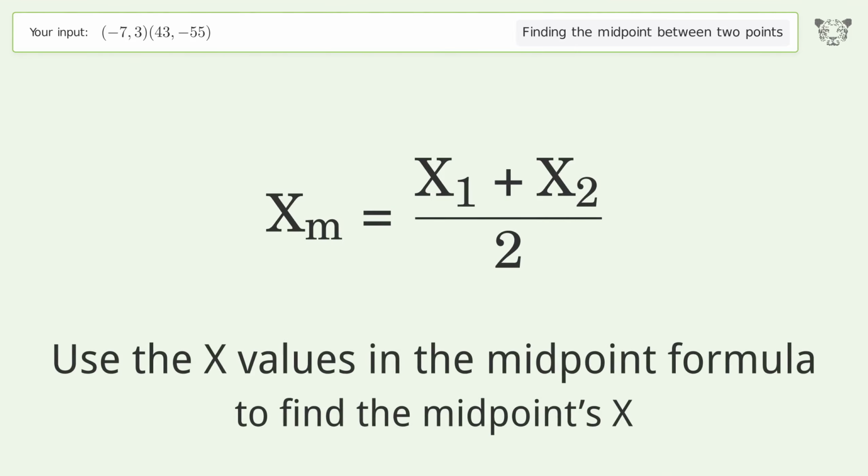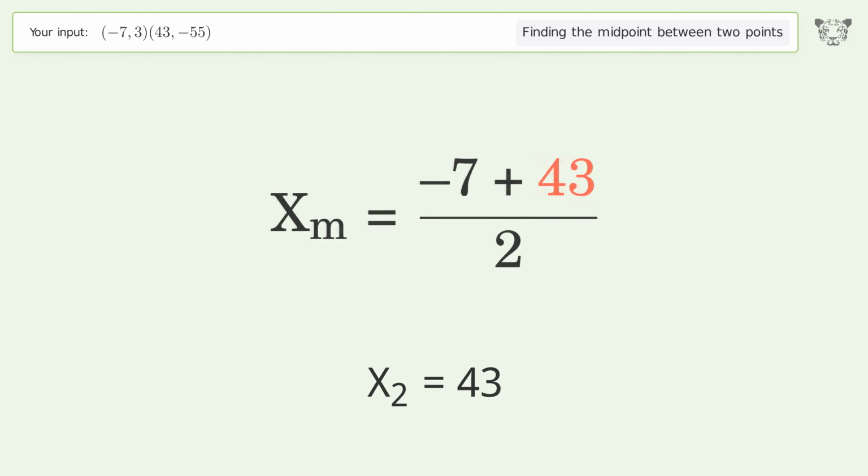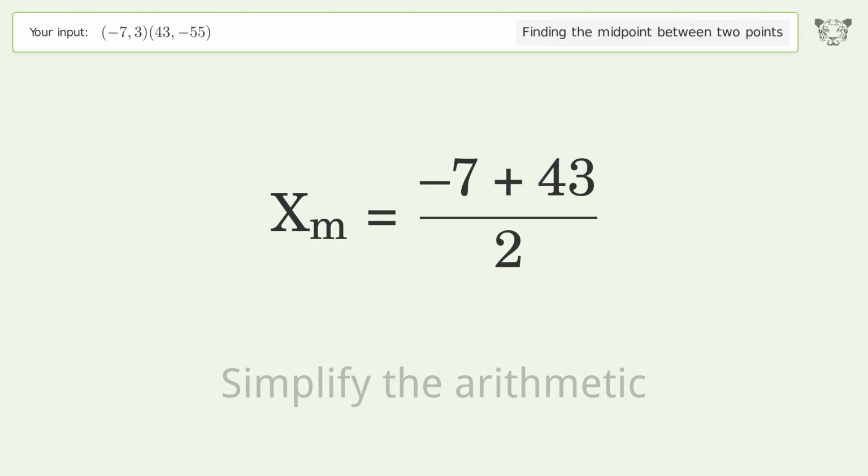Use the x values in the midpoint formula to find the midpoint's x. x1 equals negative 7. x2 equals 43. Simplify the arithmetic.